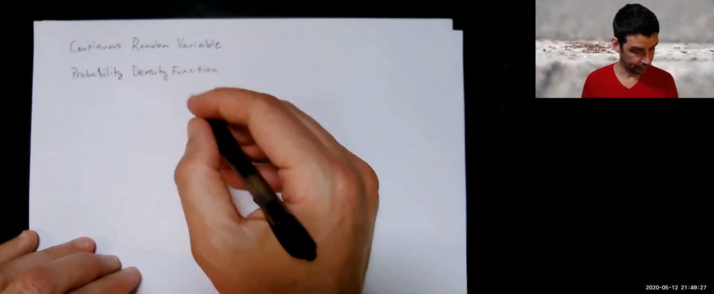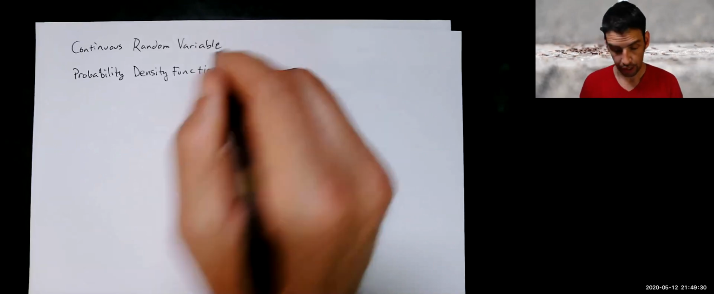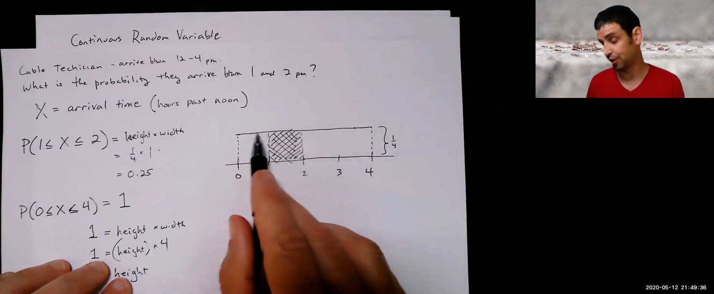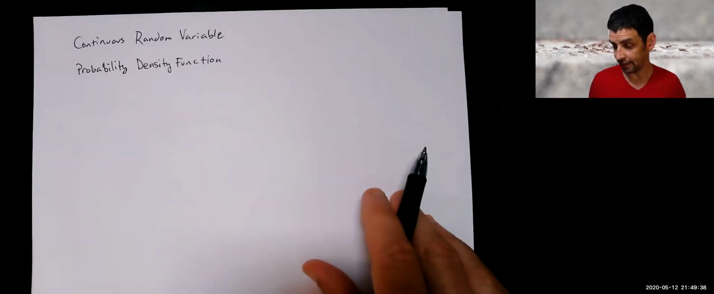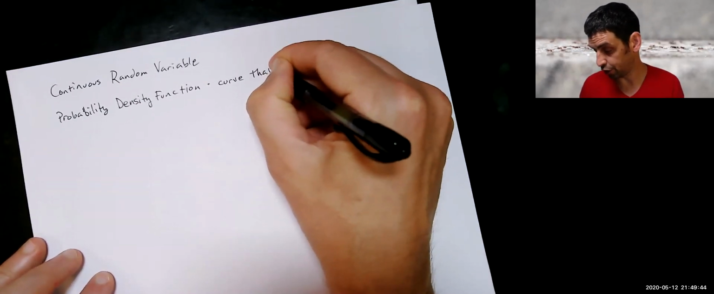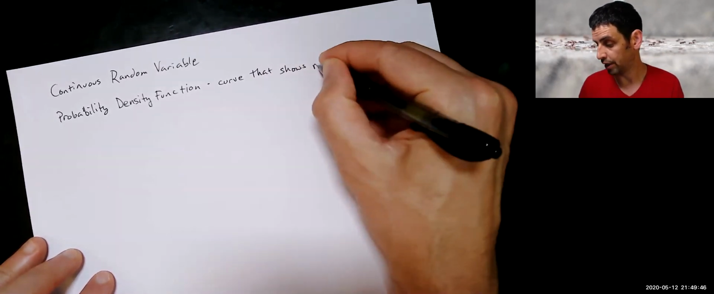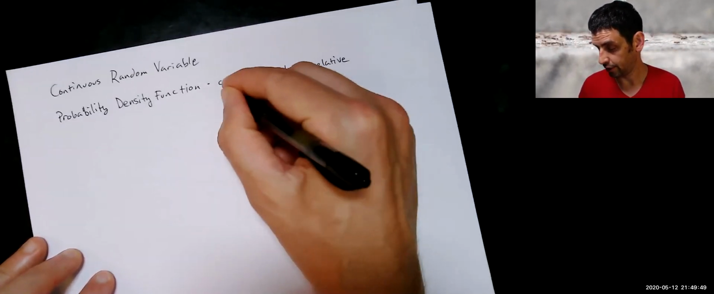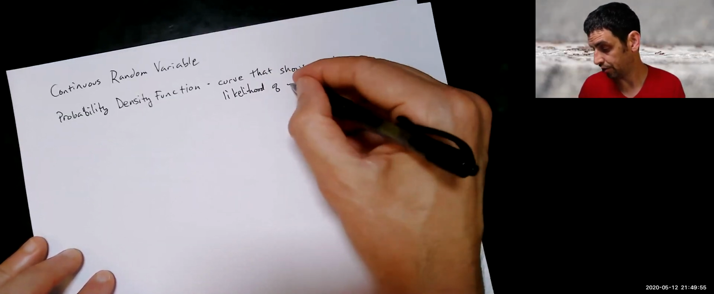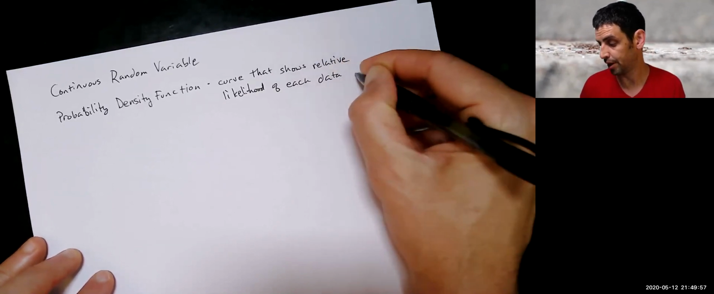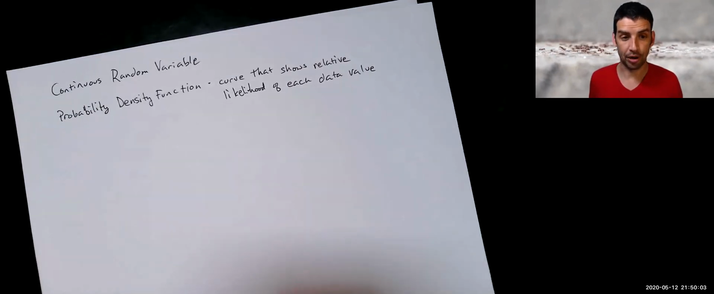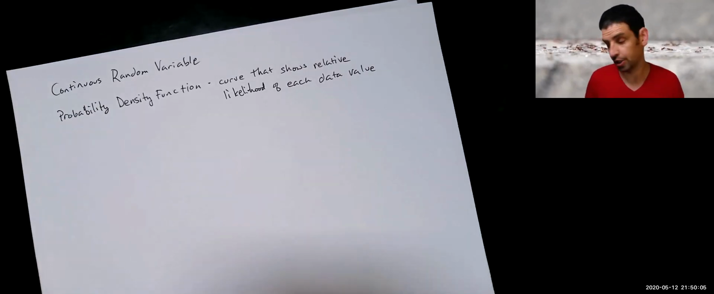Which is this picture that we just looked at, right? That is this line. For this particular one, it's this line. It is a curve. Let's just say it's a curve that shows the relative likelihood of each data value for the random variable, in the places where it's higher probability, and in the places where it's lower likelihood.